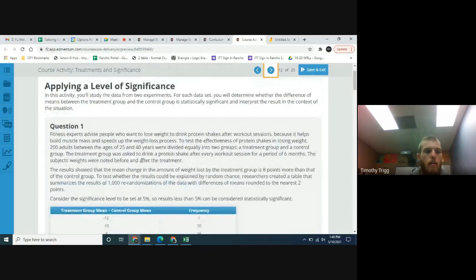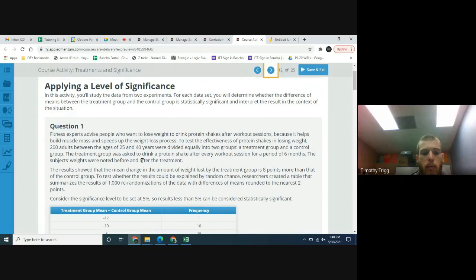Fitness experts advise people who want to lose weight to drink protein shakes after workout sessions because it helps build muscle mass and speeds up the weight loss process. To test the effectiveness of protein shakes in losing weight, 200 adults between the ages of 25 and 40 years were divided equally into two groups, a treatment group and a control group.